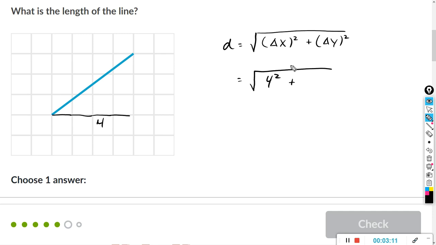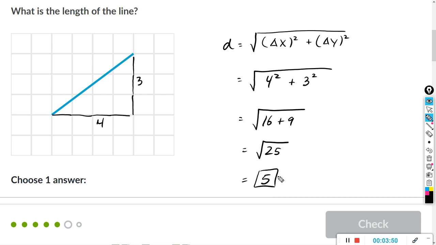And now for the change in y, just count. Start here. 1, 2, 3. Okay, so y is the up down part. The change in y is just 3, and that gets squared. 4 squared is 16. 3 squared is 9. 16 plus 9 is 25. Okay, and for 25, you can take the square root without getting a decimal. That's just going to be 5.